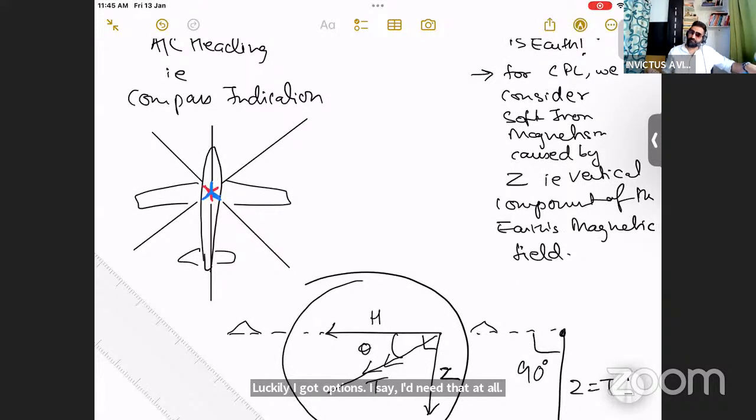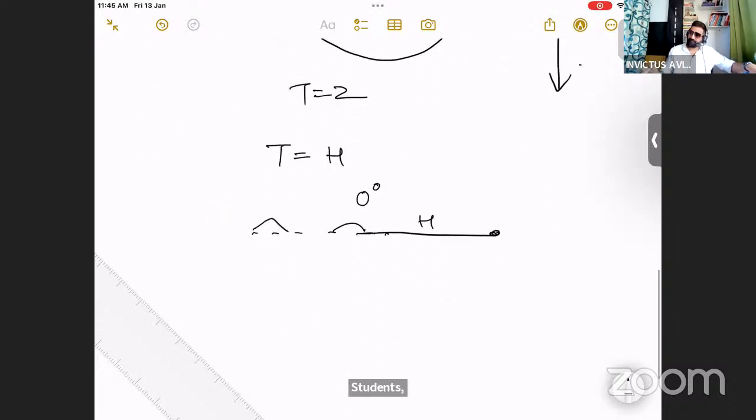So for soft iron, we are only taking the soft iron magnetism induced in the aircraft by the vertical component of the Earth's magnetic field. Got it, students? Okay. Write down the next point. The vertical component of the Earth's magnetic field.